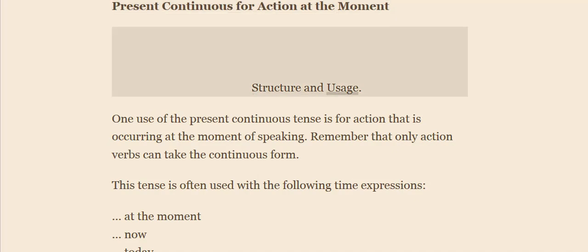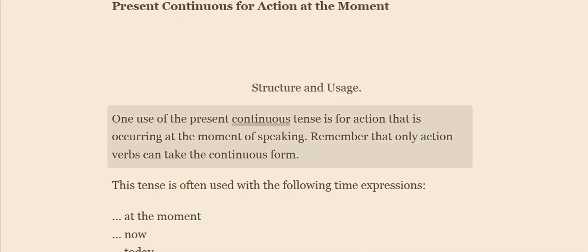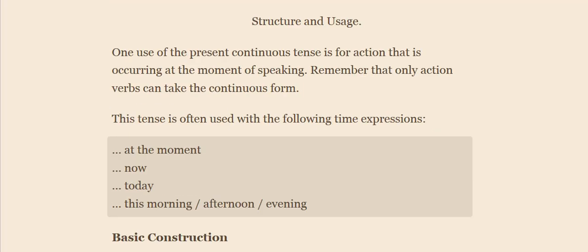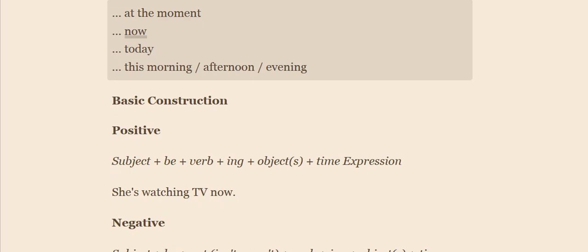Structure and usage. One use of the present continuous tense is for action that is occurring at the moment of speaking. Remember that only action verbs can take the continuous form. This tense is often used with the following time expressions: at the moment, now, today, this morning/afternoon/evening. Basic construction. Positive. Subject plus be plus verb plus ing plus object(s) plus time expression.